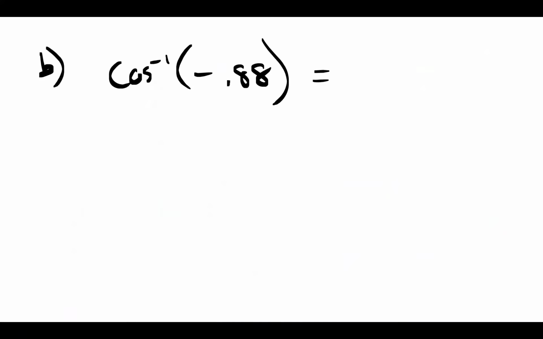Cosine inverse of negative 0.88. Now, the answer should be in quadrant 2, right? The degree value should be between 90 and 180, right? That's kind of what you should think through. And the answer is... I heard 150.6 is good. We good? You want 1 decimal place. So nearest 10th of a degree.